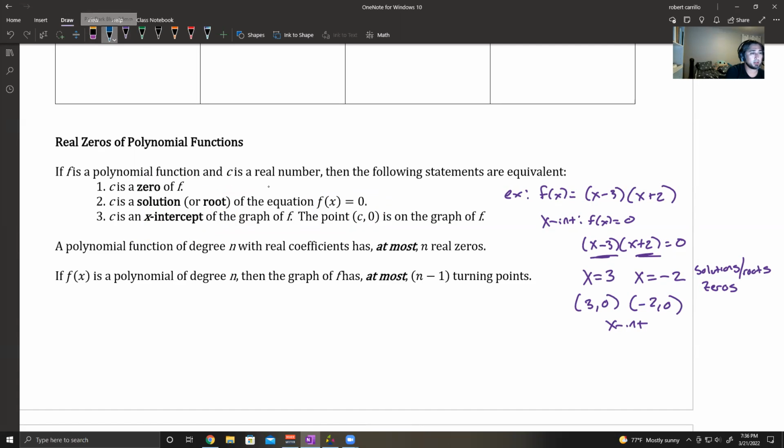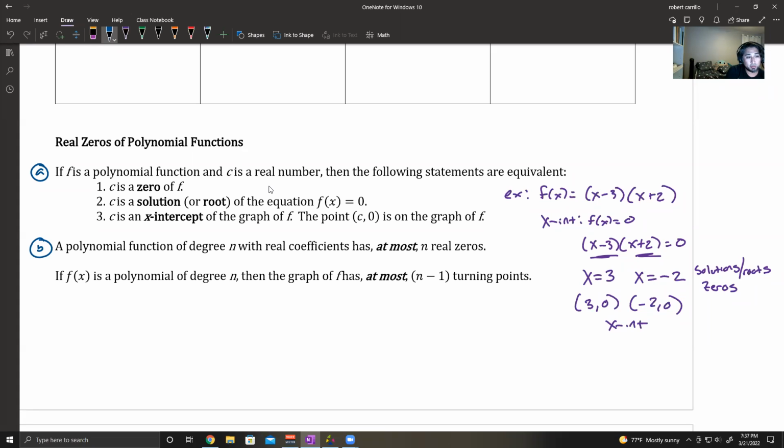Let's say there's A and here's B. Definition B, which I've mentioned before: a polynomial function of degree n with real coefficients has at most n real zeros. So this is what I was talking about. Whatever the power of your function is tells you how many zeros, how many solutions, how many x-intercepts you should have.